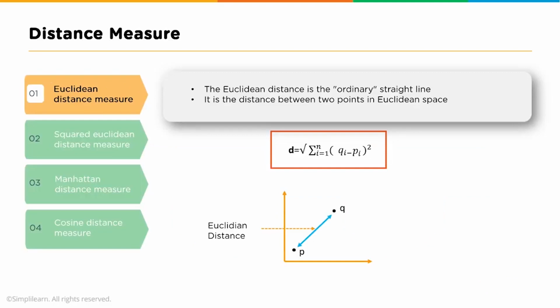So let's start with the Euclidean distance measure. The most common is we want to know the distance between 2 points. If we have point P and point Q, the Euclidean distance is the ordinary straight line. It is the distance between the 2 points in Euclidean space. And you should recognize D equals, in this case we're going to sum all the points.